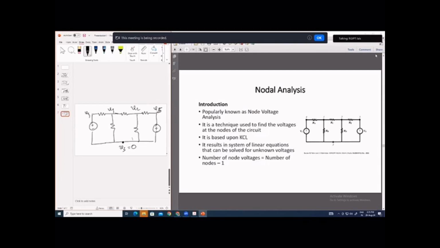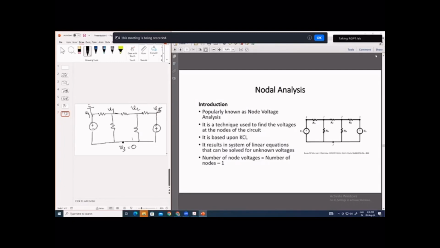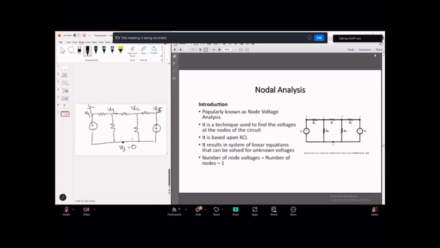Now, you may ask why we didn't consider this node to be grounded. In the same way, considering one of the nodes to be at ground and assigning unknown voltages to the other nodes, through mathematical manipulation we will be able to find the values of those. Why V3? Why not the first? Let us say this is the fourth node. Why have you not considered the fourth node as the reference node?